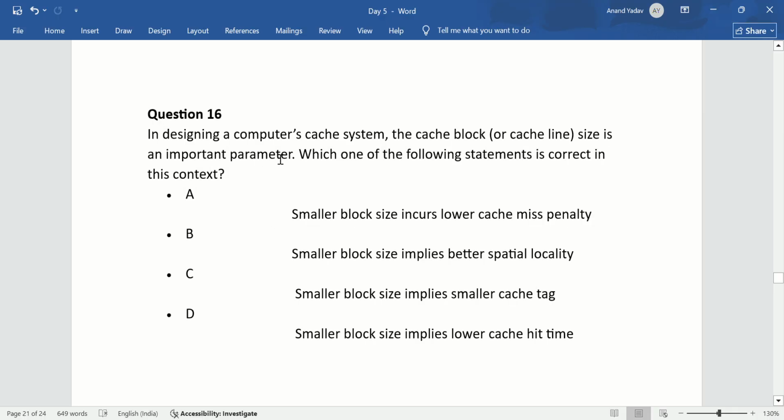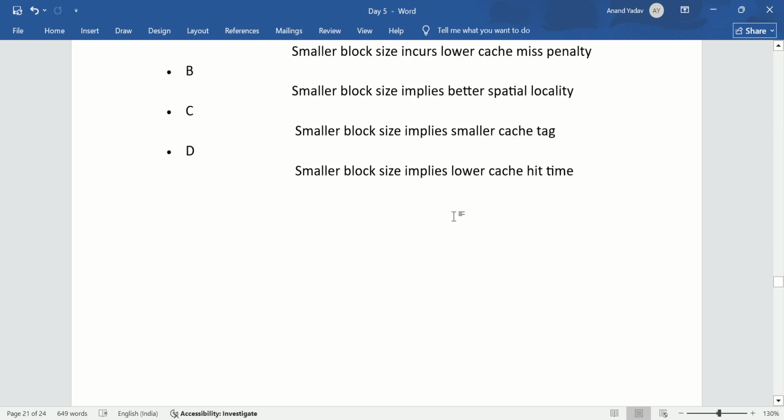Now next one is, in designing a computer cache system, the cache block or cache line size is an important parameter. Which of the following statements is correct in this context? Smaller block size incurs lower cache miss penalty. Yes, this is true. Smaller block size implies better spatial locality. False. Smaller block size implies smaller cache tag. False. Smaller block size implies lower cache hit time. False. Only option A is correct for this question.